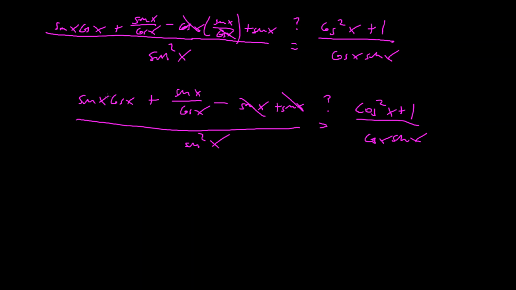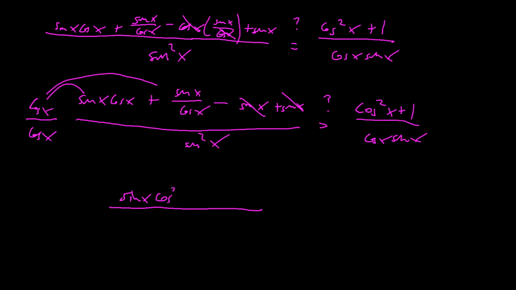Now, I am going to, let's see, I have a fraction on the top here, so I'm going to multiply the top and bottom by cosine x, and I'm going to distribute to both terms here. So on the top here, I have sine x cosine squared x plus sine x. This cosine here cancels with the one on the bottom, and that's why it doesn't appear here in the second term. And on the bottom, I have cos x sine squared x. Does this equal cosine squared x plus 1 over cos x sine x?